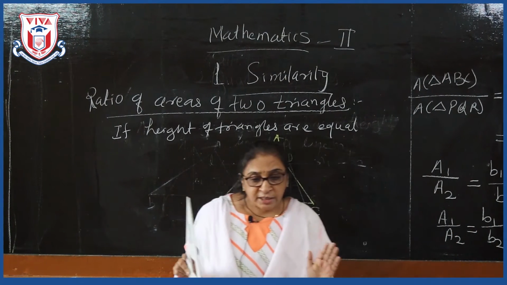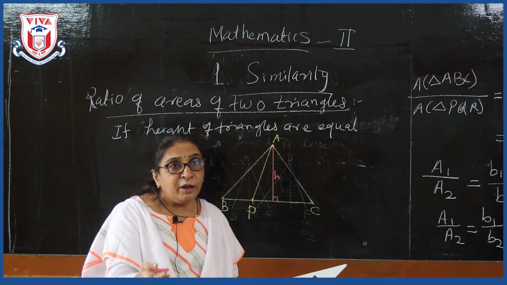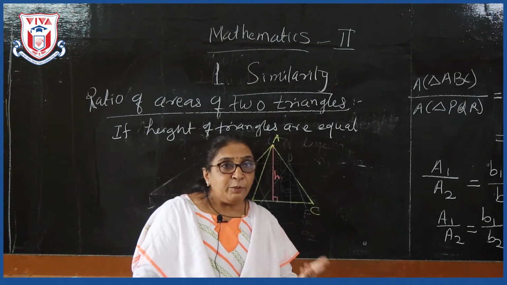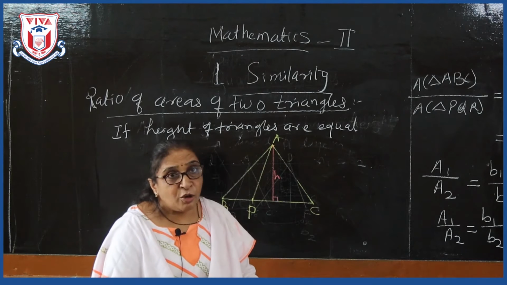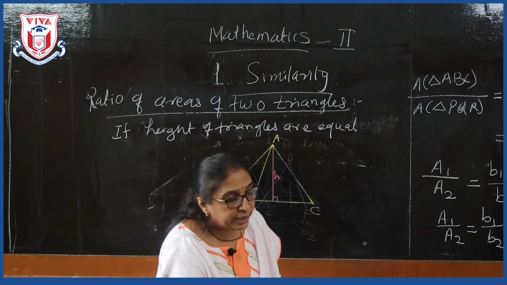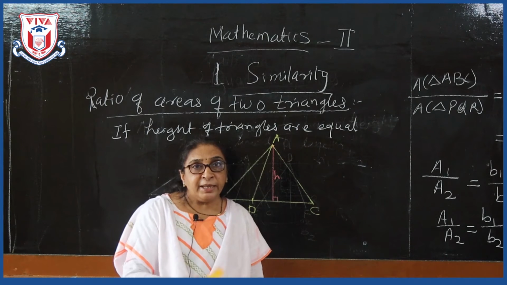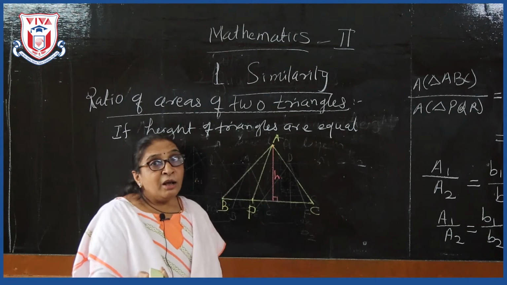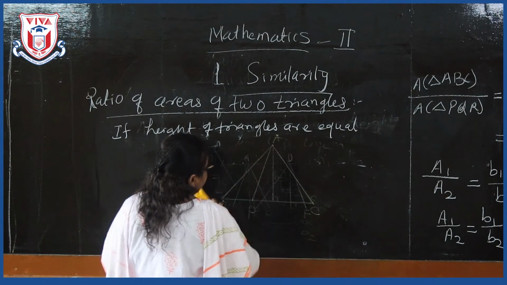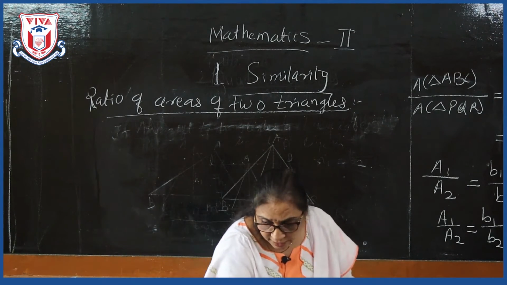So children, you must find out from the figure when the heights are equal for the two triangles. Now let us see the third property, which is based on the same formula. The third property is, if the triangles have equal bases, then what type of formula can we derive? Let's see the figure first.